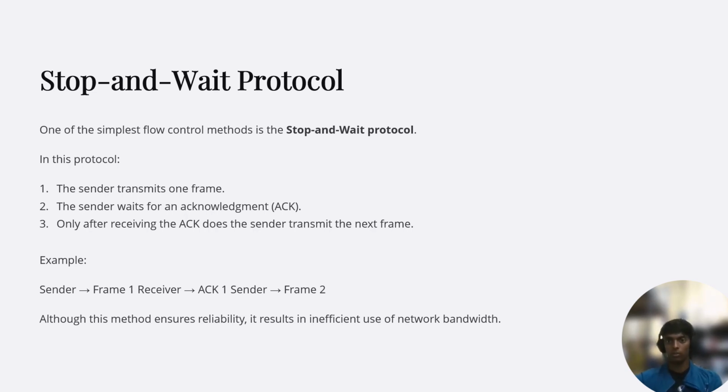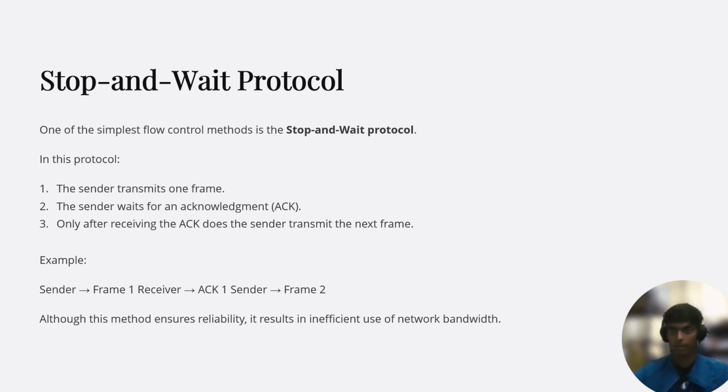Now, the stop and wait protocol. One of the simplest methods used for flow control is the stop and wait protocol. In this method, the sender transmits only one frame at a time. After sending the frame, the sender waits for an acknowledgement, commonly called an ACK, from the receiver. Once the sender receives the acknowledgement, it sends the next frame.